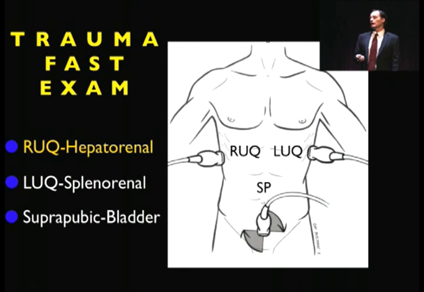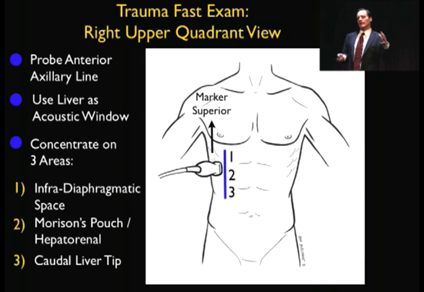So let's start here by taking a look at the right upper quadrant, the hepatorenal fossa, if you will, right here. Okay, so basically we're going to look at three areas in our right upper quadrant. I know you were taught Morrison's pouch, put the probe there, look for the kidney, and look for the liver, but we can do better.